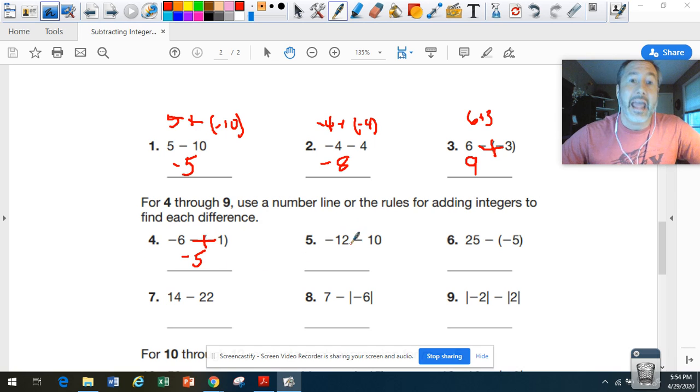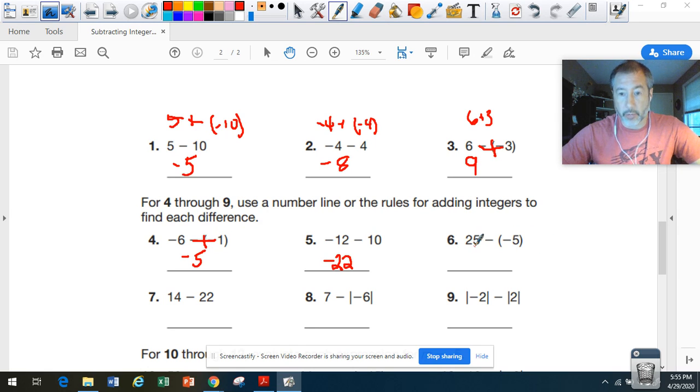Okay, over here. Guess what? These are both negative because remember, this is a positive here, but we drop that positive. This is the same as negative 10. Signs are the same. Since the signs are the same, add them together. 12 plus 10 is 22. Keep the sign. The answer is negative 22.